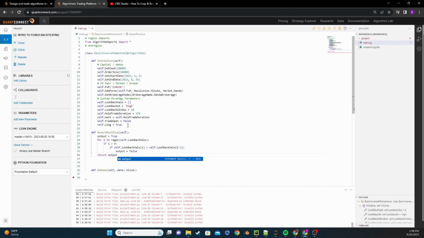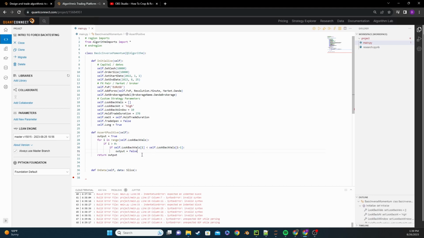the output, okay? So what is this doing? We're basically saying by default, we think it's going to be true, that assert positive. It doesn't really matter. You can have it start false, you can have it start true, but with the way I wrote the for loops, we want it to start true. And then what we're saying is, this is not range. I need to fix my typo here. We're going to loop through the look back values. If it's the first value, we're just going to skip it, and we're going to go to the second value, right? So if value 2 is less than value 1, output's going to be false, okay? If value 3 is greater than value 2, output's going to be false, right?